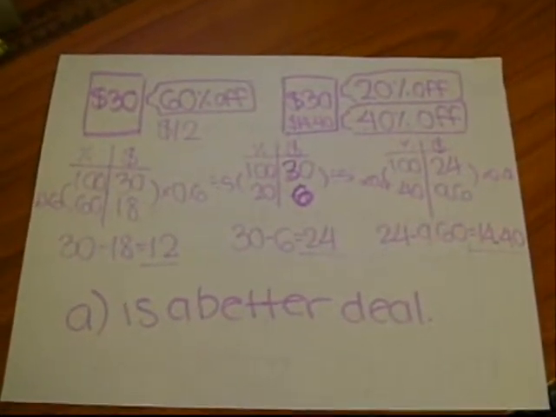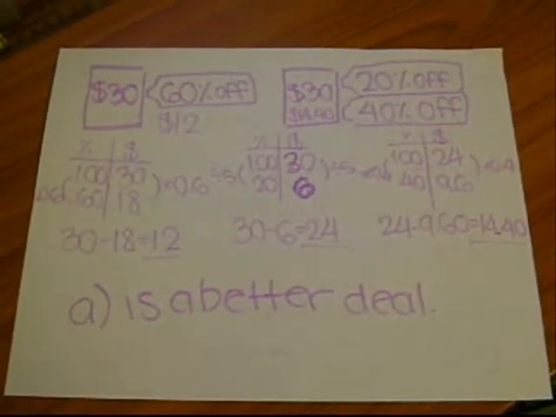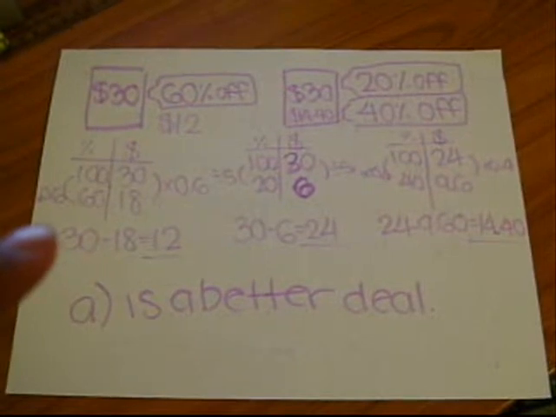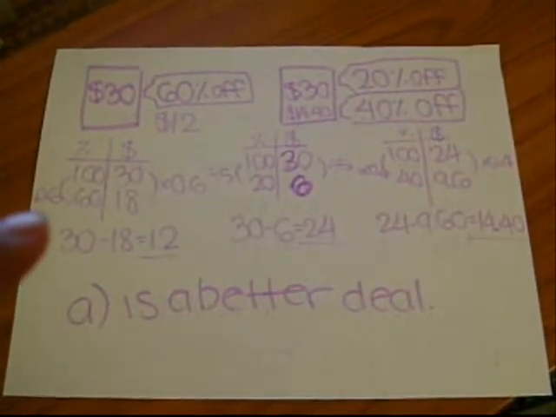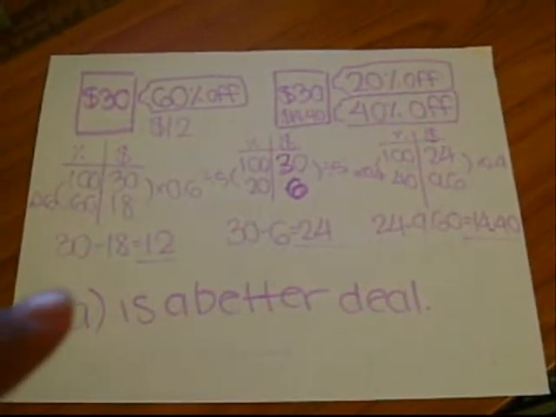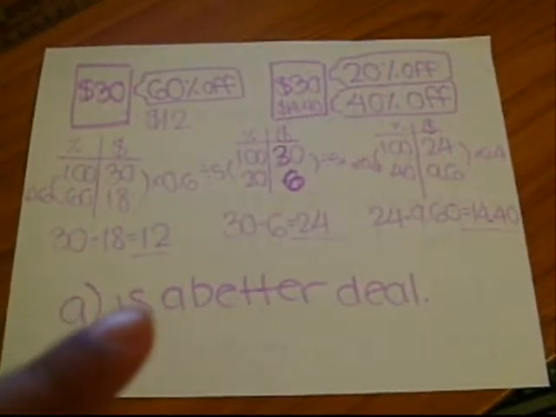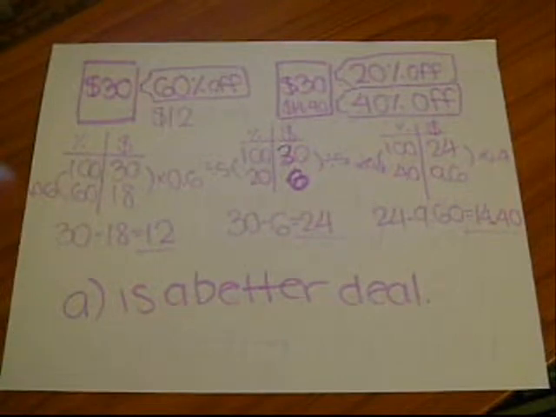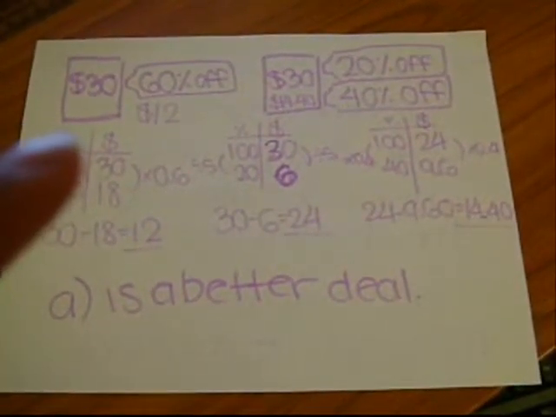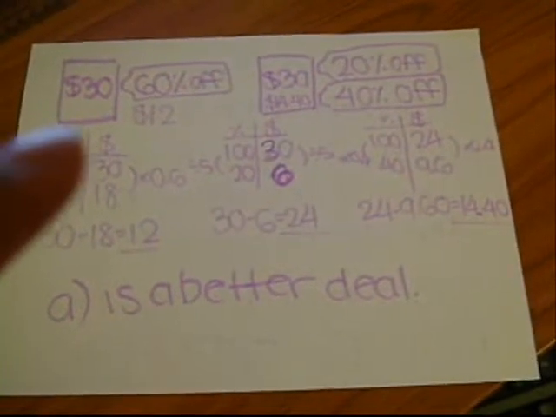So first we have to find 60% of $30. To get 60%, we multiply by 0.6, which gives us 18. So we subtract 18 from 30 and it gives us 12. So this box costs $12.